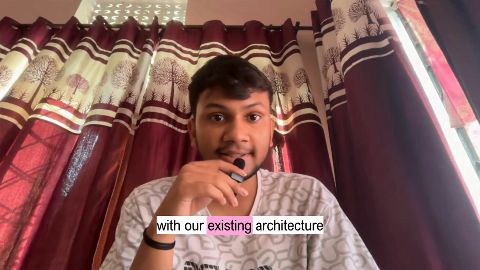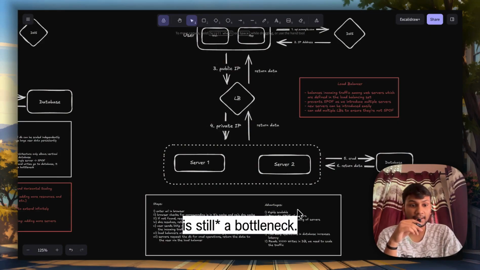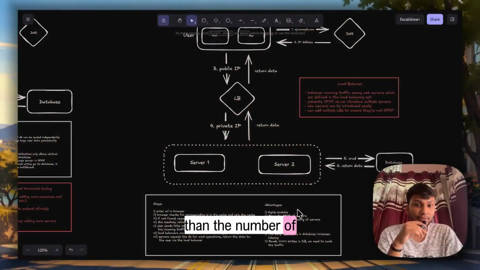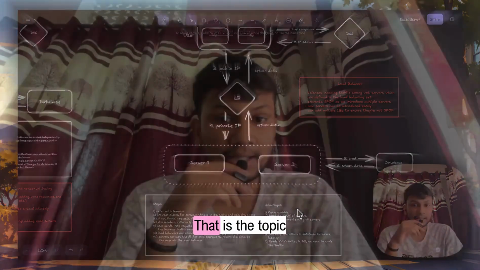Now, the problems with our existing architecture are similar to what I mentioned yesterday. That is, the database has too many operations in it and is still a bottleneck. Furthermore, the reads in the database are far higher than the number of writes, and we need to improve this by adding a master slave architecture. That is the topic for tomorrow.